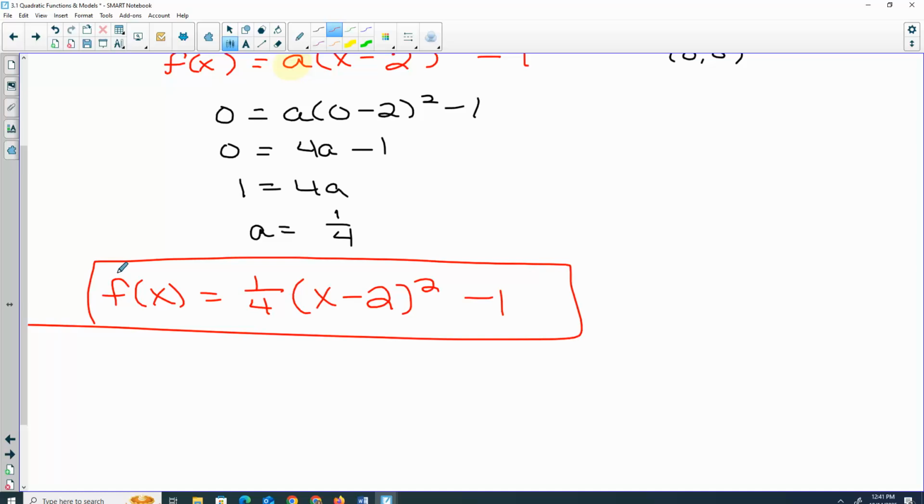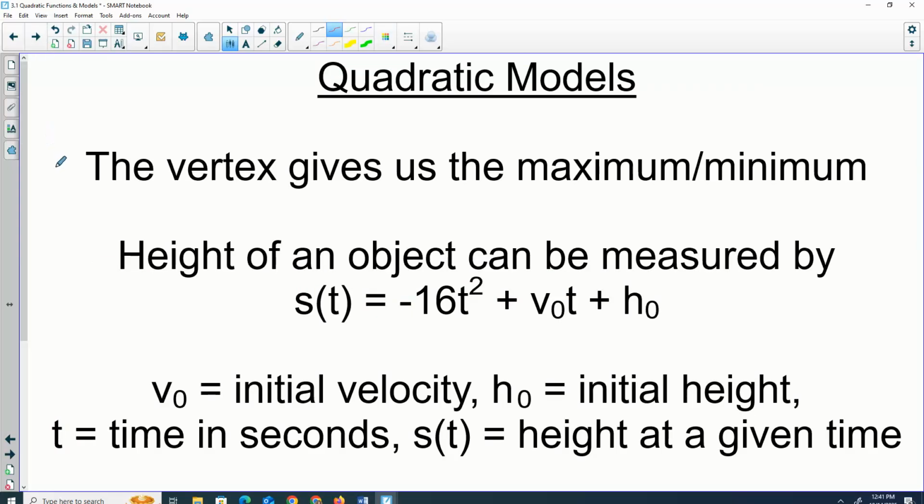Any questions on that one? Then back to the notes handout. The last thing I want to talk about is quadratic models.